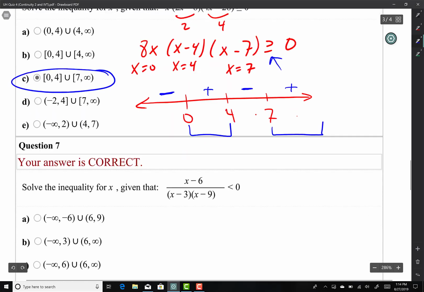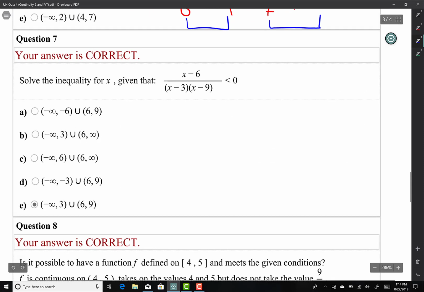All right, let's continue the good fight, guys. Solve the inequality for x given that, and we have this, so we want this to be negative now. See, because it says less than 0. So I'm going to get critical numbers. Critical numbers is where this function is undefined or equals 0. So it's undefined at 3, it's undefined at 9, and it's 0 at 6.